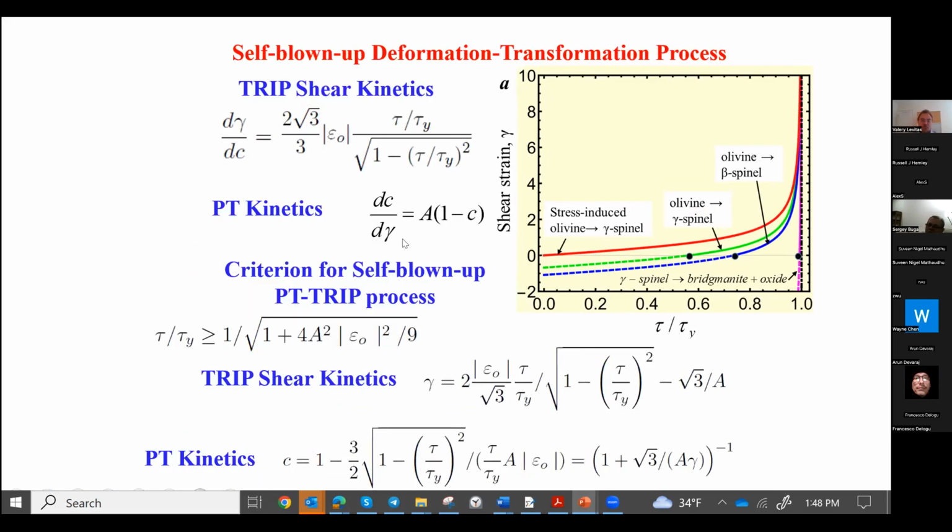But even more, so phase transition causes TRIP, but TRIP is plasticity. It causes again phase transition, again TRIP. So we have such a self-blown-up deformation transformation process. So these two equations should be solved simultaneously, and this is the solution, and it's the green line. And an important point is that it also gives infinite plastic shear in a shear band.